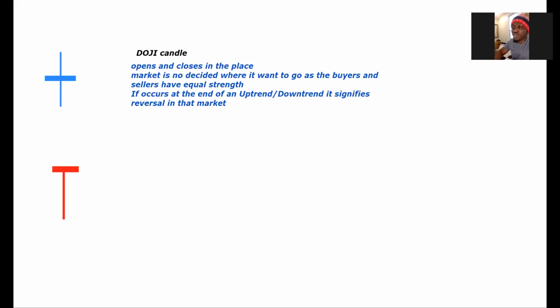Who can tell me what type of a candle is this? What type of a candlestick is this? You can go ahead and type in the chat if you can identify the type of candlestick this is for us.